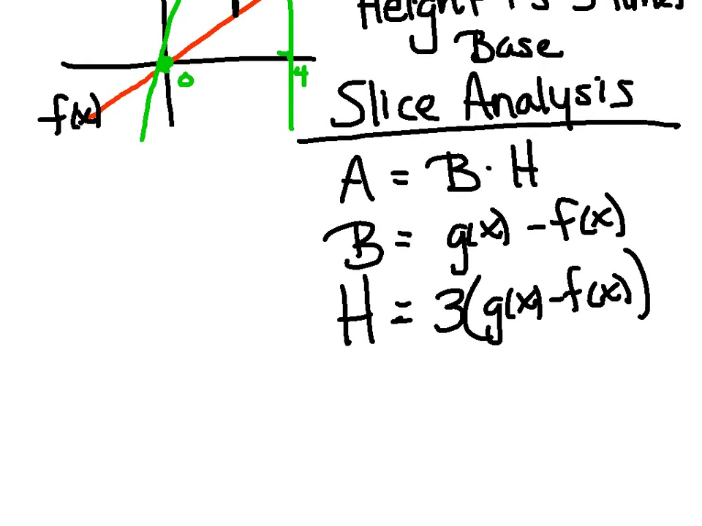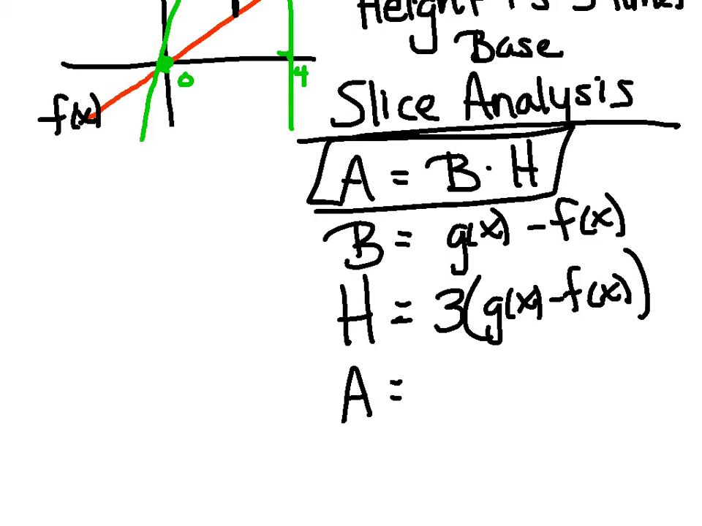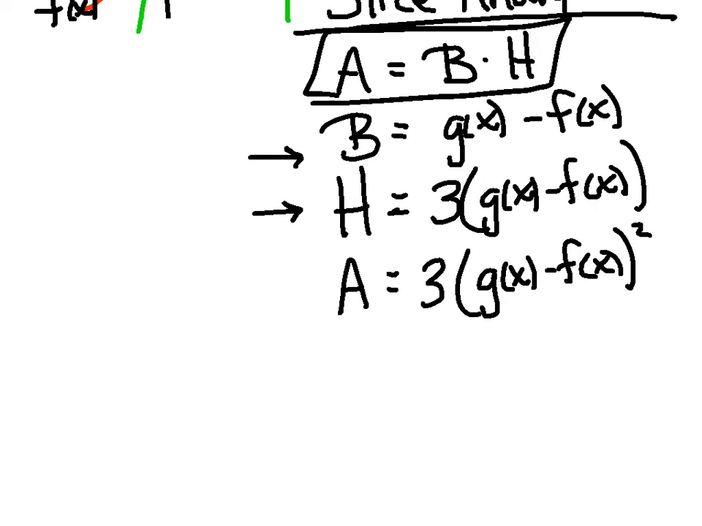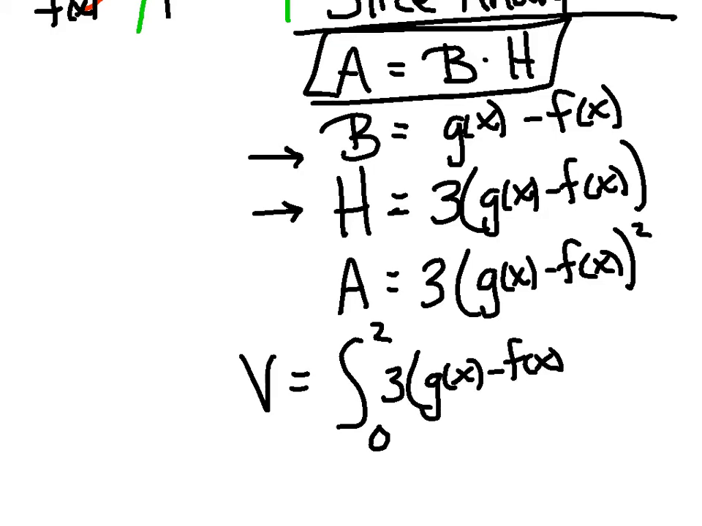All right, now you just need the area. The area formula you jotted down was base times height. So if you take this base and multiply it by this height, I'm going to have 3 times g of x minus f of x times g of x minus f of x. Or I could just say that's 3 times g of x minus f of x squared. Therefore, the volume of this figure with rectangles, whose height is 3 times the base, is the integral, we said from 0 to 2, of 3 times g of x minus f of x squared dx. And there you have it.